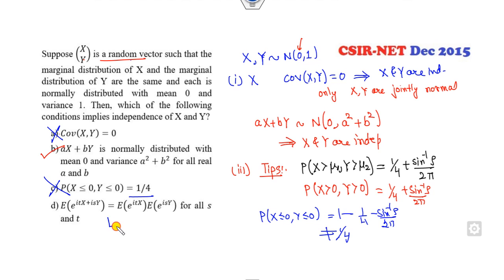Look at this one. That is a correct statement because it is nothing but my characteristic function. If the characteristic function can be written like this, it means x and y are independent. So B and D are the correct options.